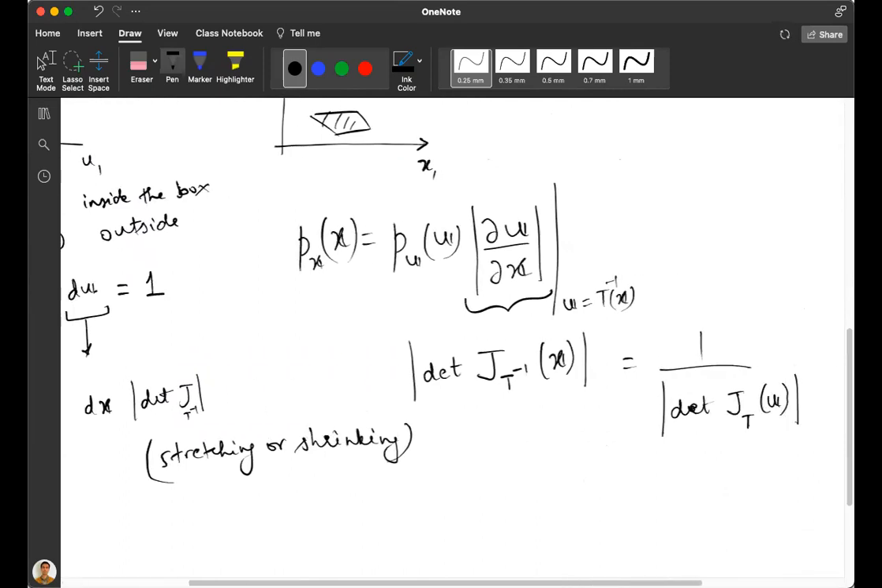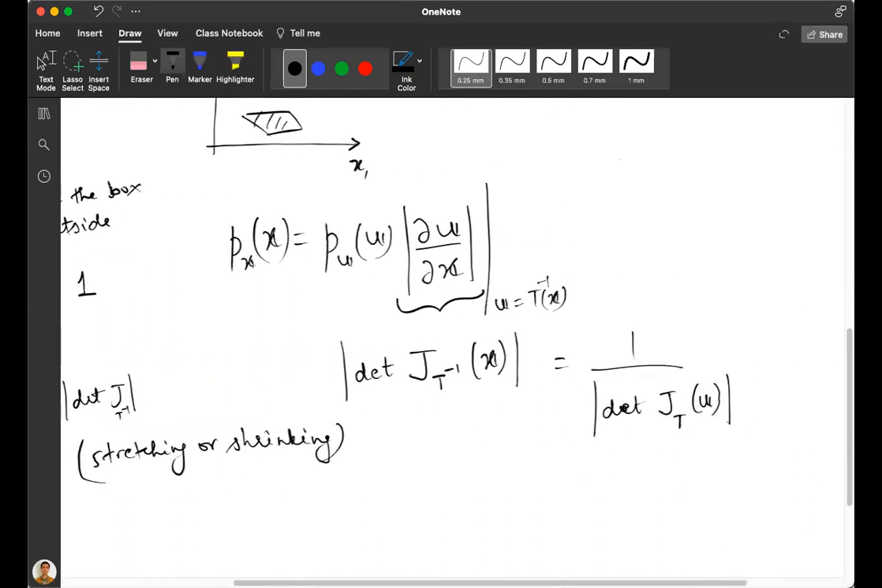Does that make sense? Are these formulas clear to you? Feel free to ask any questions if they are not clear.